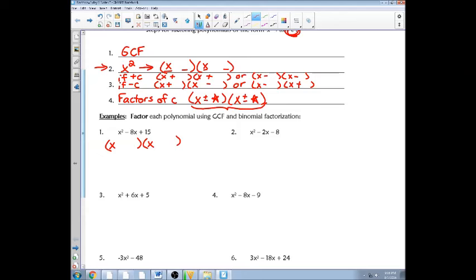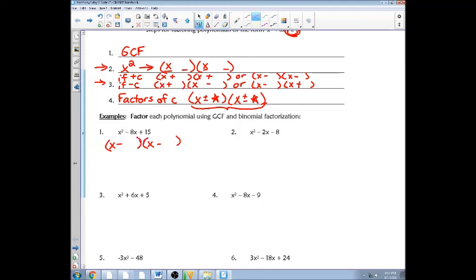Now I'm going to look at step 3. It says if my c value, which is right here, is positive, then I'm either going to have a positive positive or a negative negative. How I know which one of those I'm going to put in there comes from the sign of my b value. So since my c value is positive and my b value is negative, I'm going to put negative negative in that location. All right?